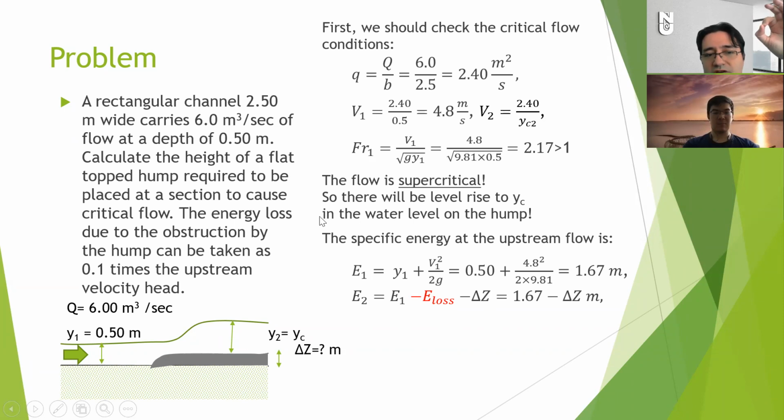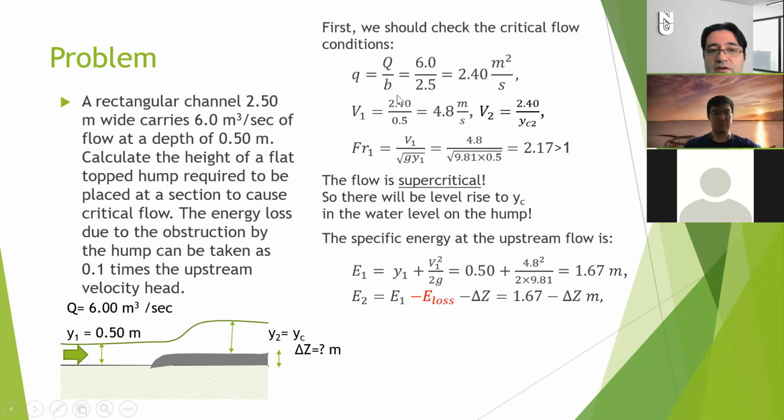Those 1 and 2 subscripts indicate the location of the flow. 1 means upstream flow, 2 means downstream flow. The Froude number for the upstream flow, and there will be different Froude numbers for both cases, is equal to velocity over the square root of g y1, and it's simple. You can easily calculate it because I already calculated the velocity. Velocity is flow rate over area, and here we have a velocity of 4.8 meters per second.